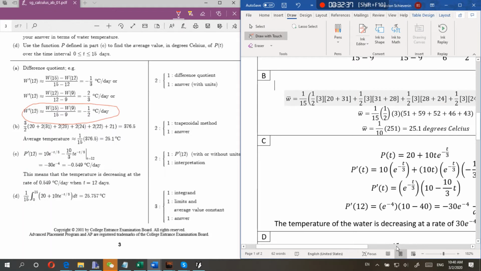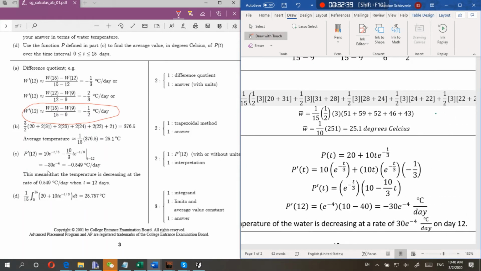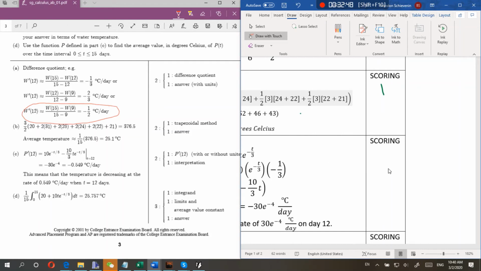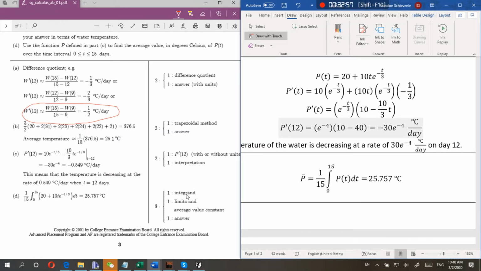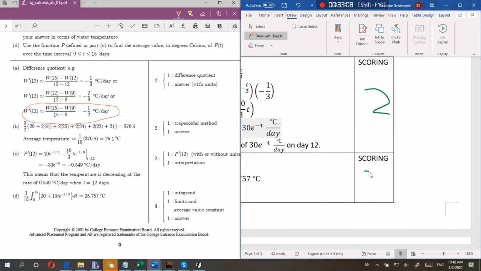Okay, then we've got our P prime at 12, which is negative 30 e to the negative 4th. In our interpretation, the temperature is decreasing at that rate when t is 12 days. Okay, that's good. So we've got 2 points there. And then our average value, 1/12 of P(t), is 25.757. So integrand, everything on the inside, we did do P(t) dt. Limits, an average value constant, 0 to 15 and 1/15 in our answer. Okay, that was good. So that's 3. So we would have made 8 out of 9 for that, because I didn't add correctly for that one answer.